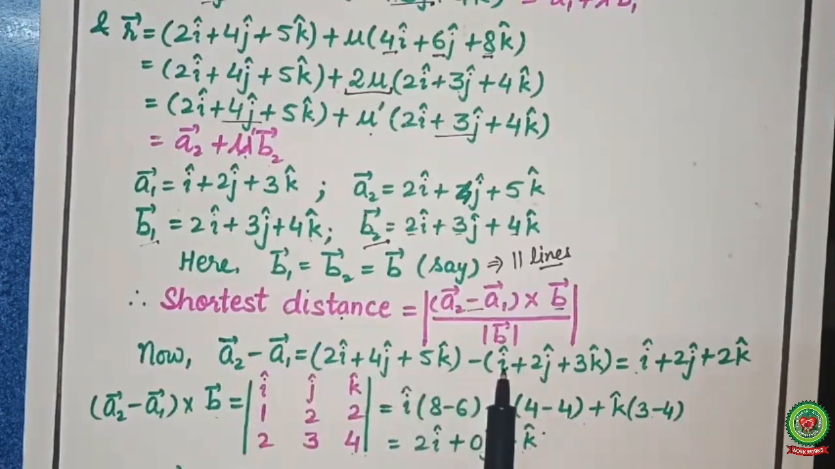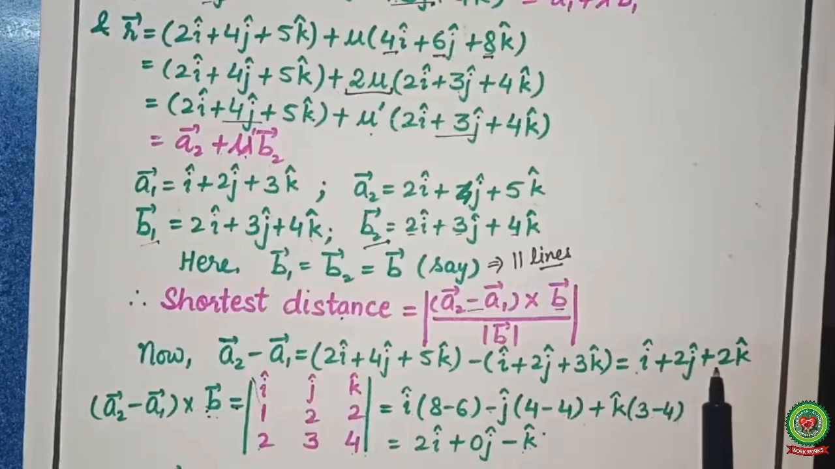On simplifying we get i cap plus 2j cap plus 2k cap. Now (a2 minus a1) vector cross b vector, we have to find the cross product of these two terms. So it is equal to the determinant, where we write i cap, j cap, k cap. Then we will put the value of (a2 minus a1) vector. So here it is 1, 2 and 2. So put the value here.